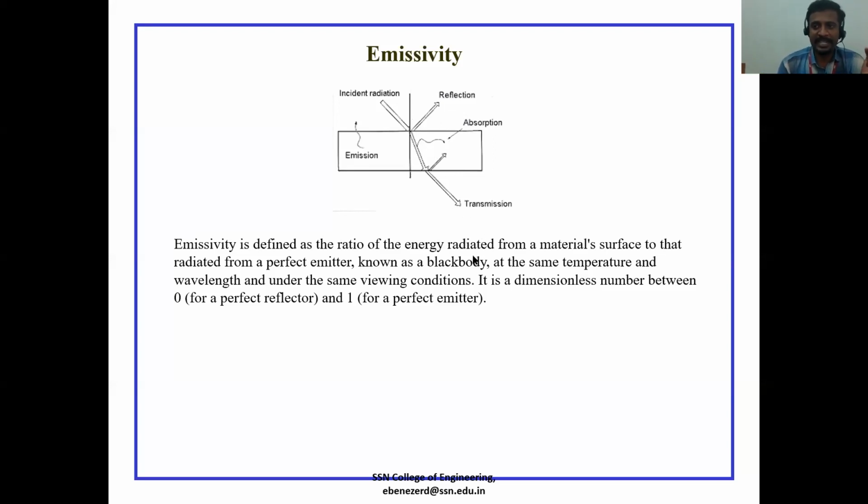Yes, a black body is like your Carnot efficiency, which is the maximum, and every other thing is measured against Carnot efficiency when it comes to thermodynamics. In the same way, everything is measured against a black body when you come to radiation. Yes, you're right. So it is the ratio of the energy radiated from a material surface to that radiated from a perfect emitter, which is nothing but a black body at the same temperature.